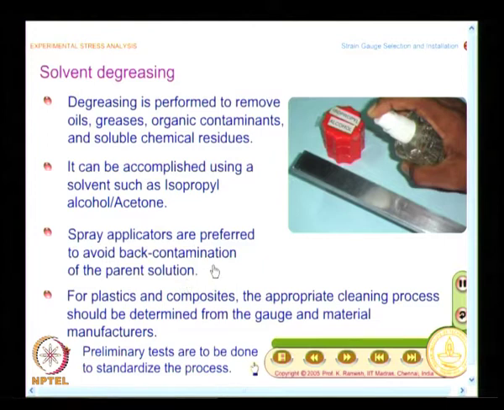And composites and plastics are becoming important. You need to learn the appropriate cleaning process from the strain gauge and material manufacturers. Those are not listed in our discussion in this class, but you need to learn it from the strain gauge manufacturer, and you need to perform preliminary tests to standardize the process.